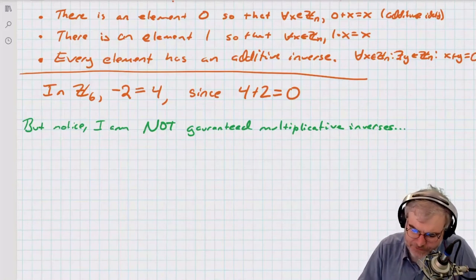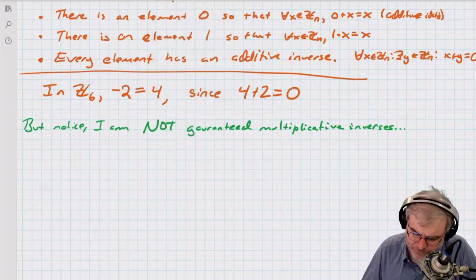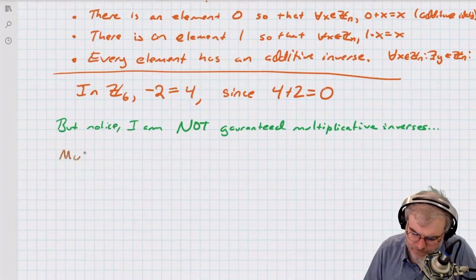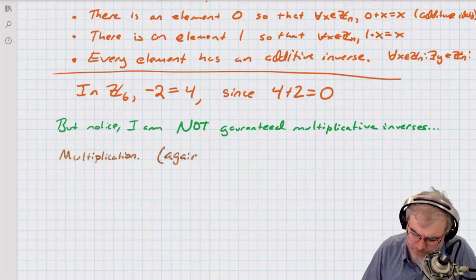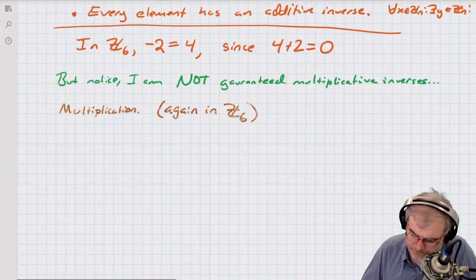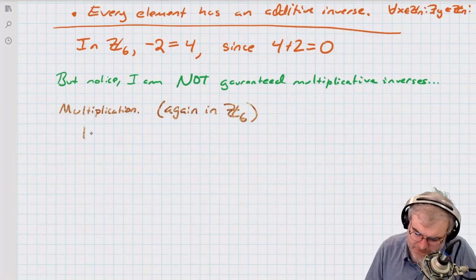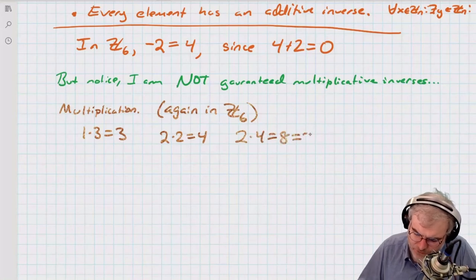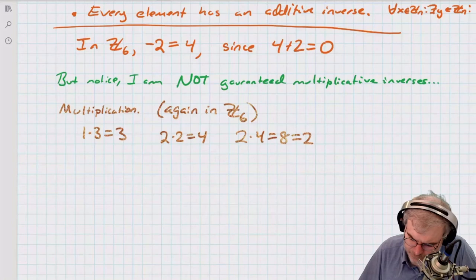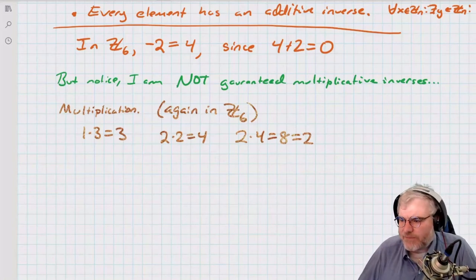So let's look at multiplication, again in Z6. In integers modulo 6. 1 times 3 equals 3. We're happy with that one. 2 times 2 equals 4. That makes sense. 2 times 4 equals 8 equals 2. How do we feel about these three things?